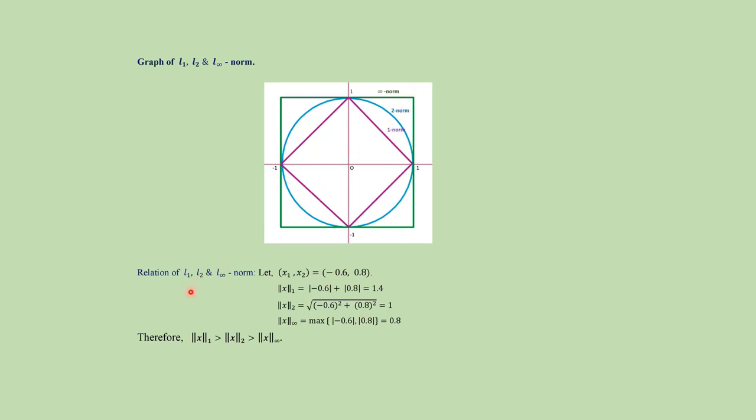Now, to compare the norms, let x1, x2 be -0.6, 0.8. We just take a point here. Now, if we calculate the L1 norm, we get 1.4. If we calculate the L2 norm, we get 1. And if we calculate the L infinity norm for this vector, we get 0.8. Now, if you compare all of their values, you will see that the L1 norm is bigger than the L2 norm, which is bigger than the L infinity norm. This relation.